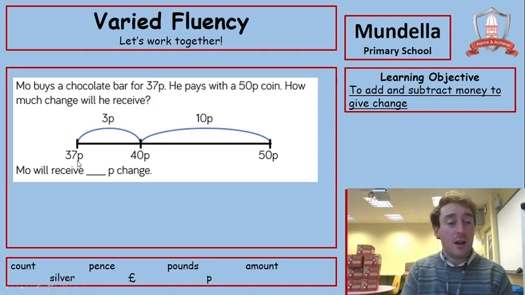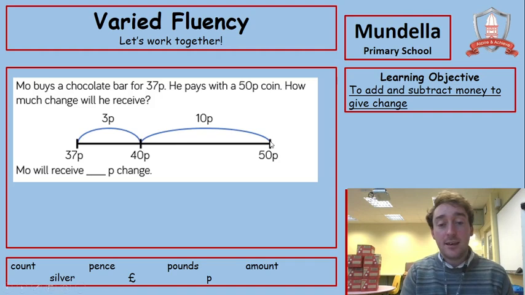Okay, so we're going to start here with the price of the chocolate bar, 37, because we're going to find the difference between the price of the chocolate bar and the amount of money that Mo gave over, and he gave 50p. So we need to find the difference between the two there. So how do we do that? Well, we're going to make a couple of jumps to make it easier. We're going to go up 3 pence or 3p. Let's go from 37 to 40p, and then 10p, 40p to 50p.